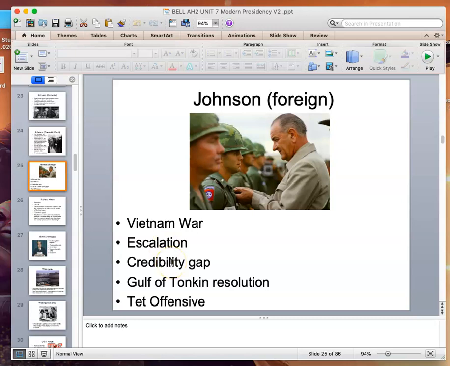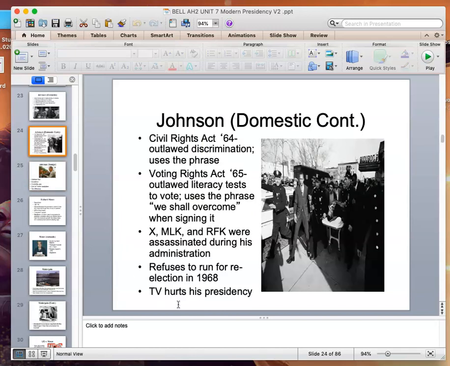Credibility Gap was him lying about the number of Americans dying in Vietnam. The Pentagon Papers reveal that. Gulf of Tonkin is what creates the resolution, which gives him unlimited control over the United States military during the Vietnam War. And the Tet Offensive is the turning point of the Vietnam War, where he does not run for re-election after our embassy in Saigon falls.